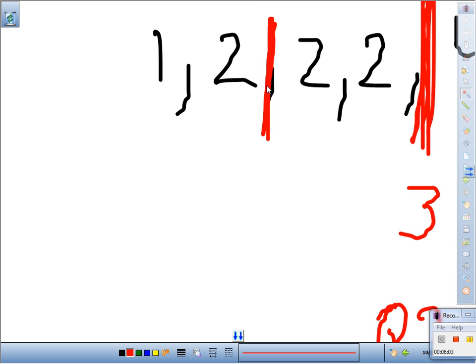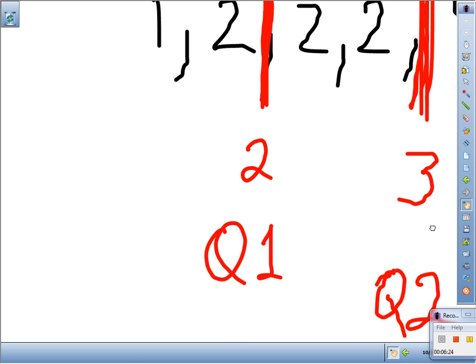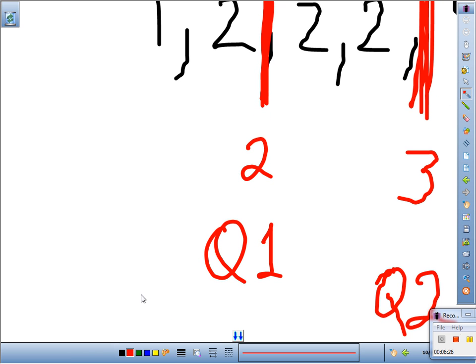No. So that means I draw a line here. How do I find the median now, everyone? Add the 2, which is 4, divided by 2, that's 2. This is known as my Q1, quartile 1. Copy that, please. And you're going to label that quartile 1. This is known as the lower quartile.